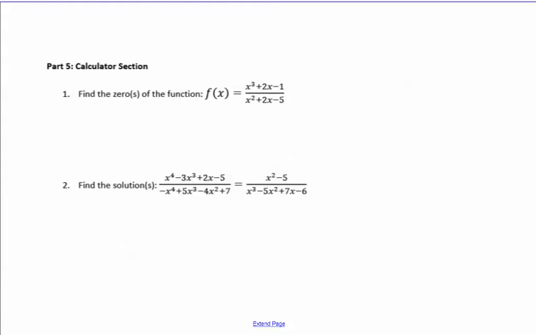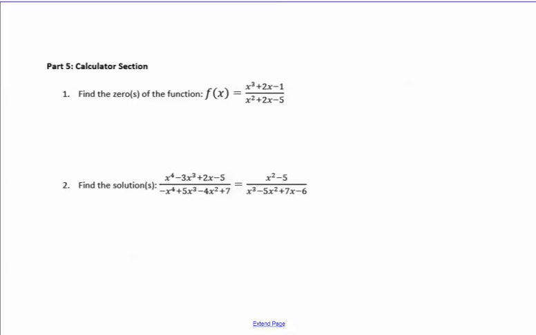Okay, for the last video, we're going to do the calculator section, and there are two types of problems. One is where we find the zero of a function, and the other is when we solve an equation by putting each side of the equation into y1 and y2 and finding the intersection of the two equations.